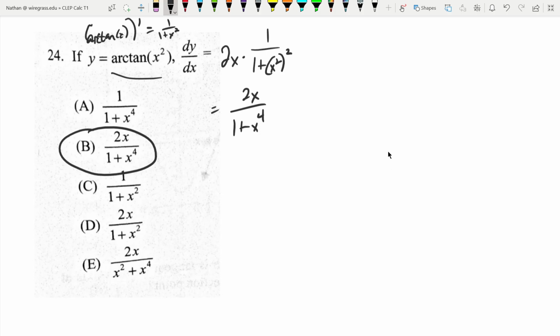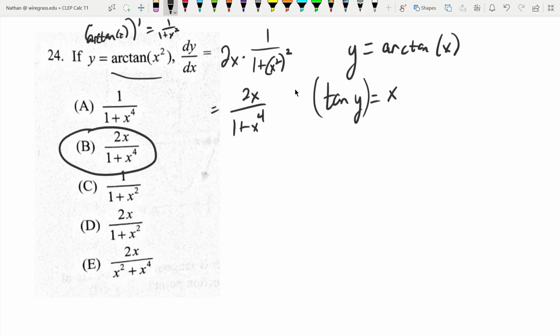If you don't remember that, what you can do is look at the derivative of arctangent by itself and just ask, what's this derivative? Well, to do that, we can take tangent of both sides. So we get tangent of y equals x, and we can take a derivative of both sides. So I'm going to do d/dx of both sides here.